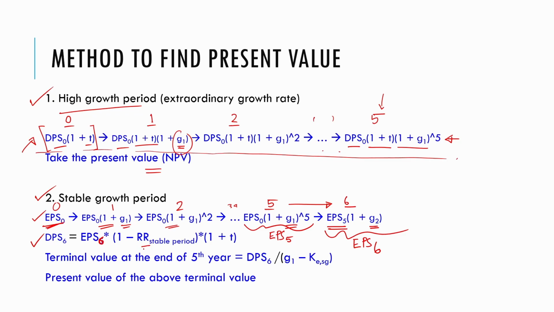using the RR stable period. Remember, we have calculated the RR stable period, I have explained this in the earlier slide. So using that value, and from this EPS 6, we will indirectly calculate the DPS 6. And once this DPS 6 is calculated, we can calculate the terminal value of all the DPS in the future by using this formula. This is again the deduction of infinite geometric progression, GP, basically the infinite annuity formula you can learn in any finance book. So using that, we will calculate the terminal value.